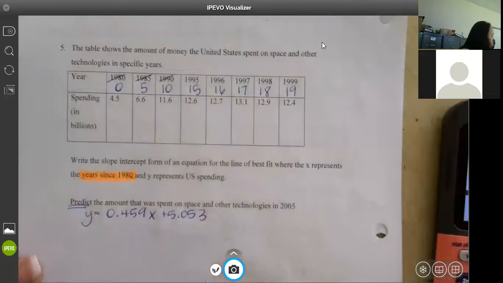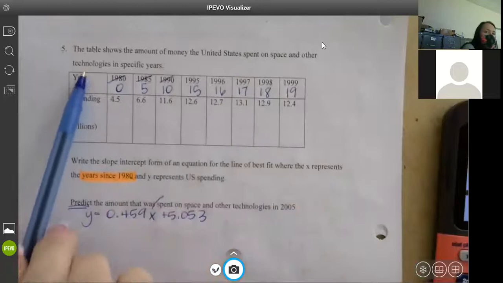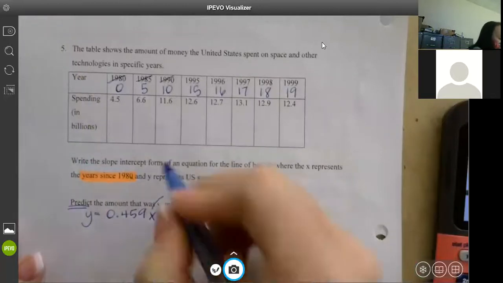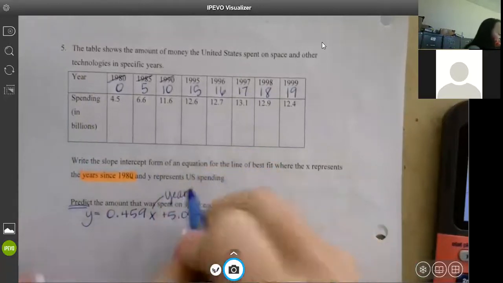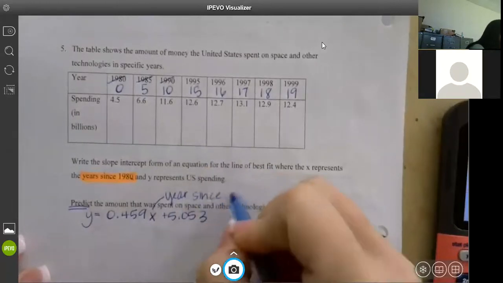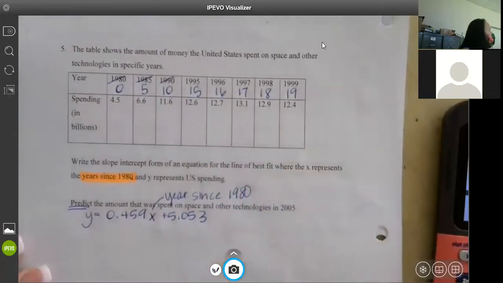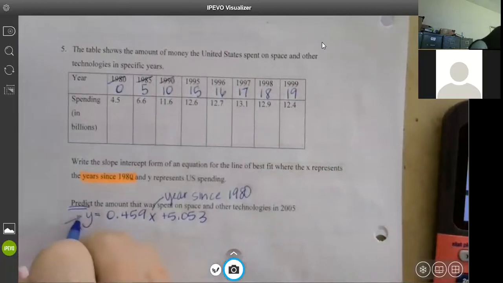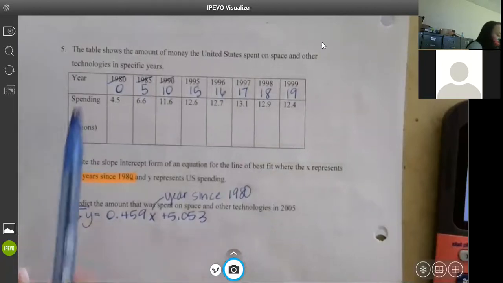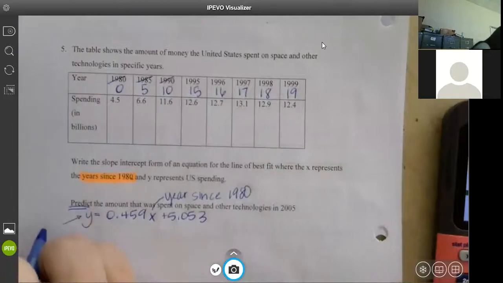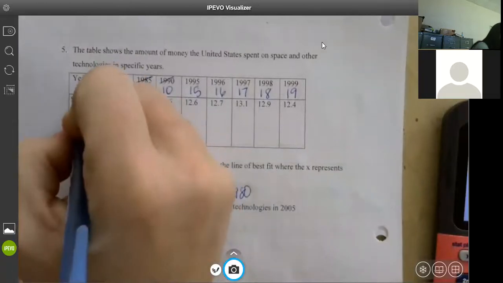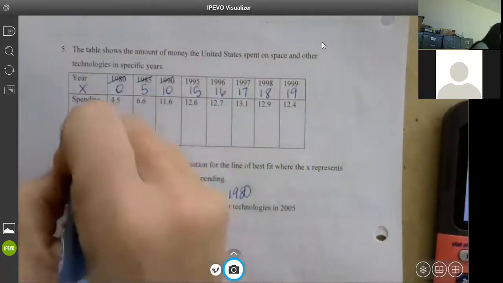What did X represent? What did X represent? Look up here. What did X represent? Year since, right, that's good. That's real good. Year since 1980, right? Everybody remember that? What was Y? What does it say in your chart Y is? Guys, if this is X, what is Y? The money spent.